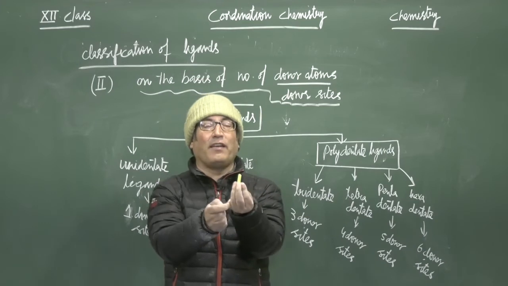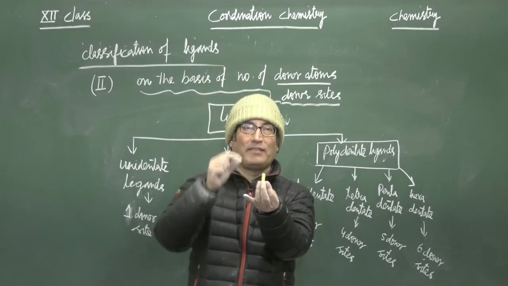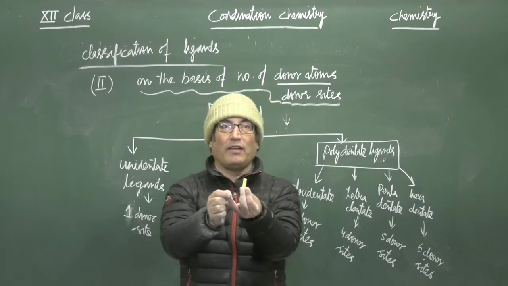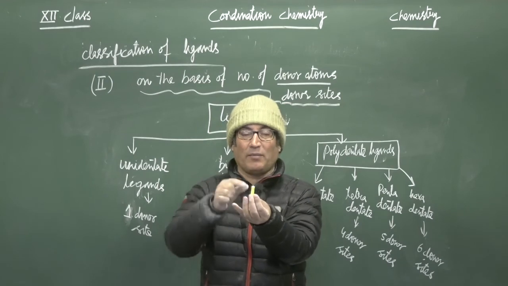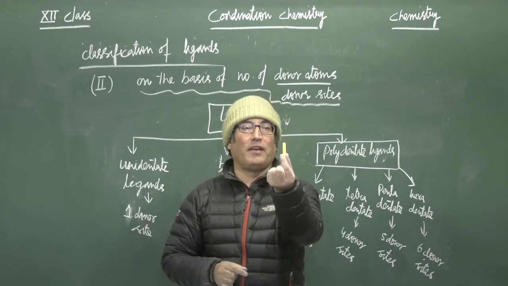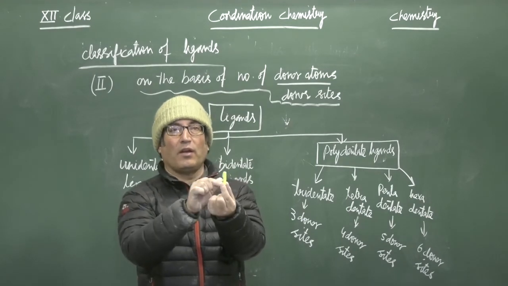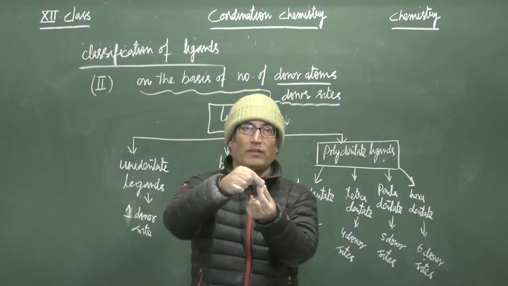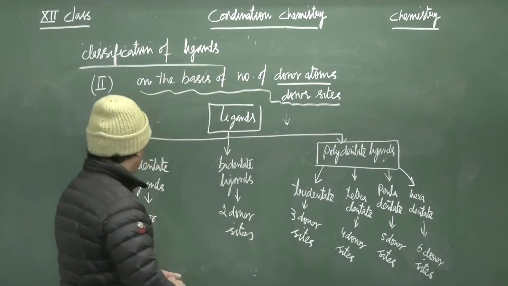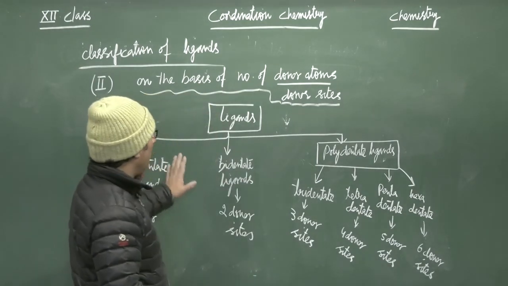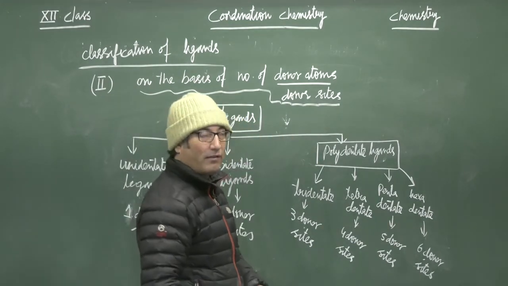If it is tetradentate, all the 4 donor sites will be binding with the single central metal ion. And if it's a tridentate, all the 3 will be bound with the single central metal ion. And if it is bidentate, the 2 donor atoms will be donating the 2 electron pairs to the same central metal ion. What I will do, I'll give examples of bidentate and the different types of polydentate ligands.